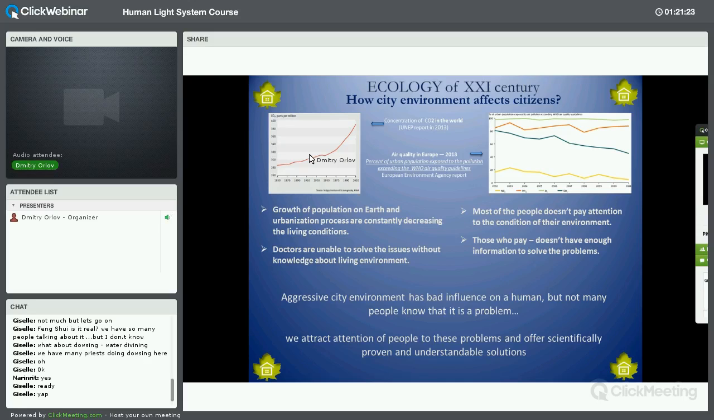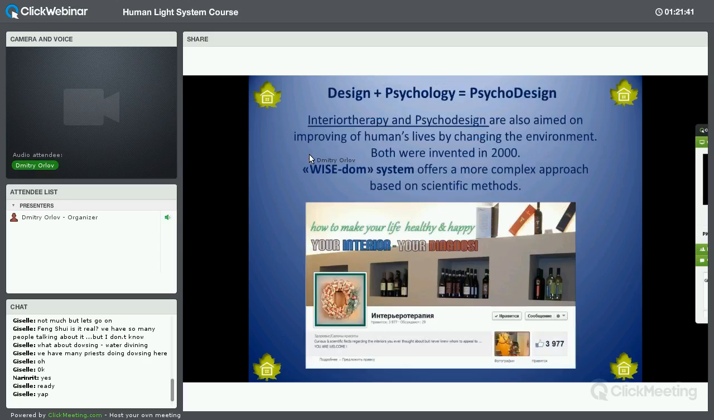So, aggressive city environment has a very bad influence on a human being, but not many people know that this is a problem. So we try to attract the attention of people to these problems, and we try to offer scientifically provable, proven and understandable solutions. You probably have heard about psycho design.